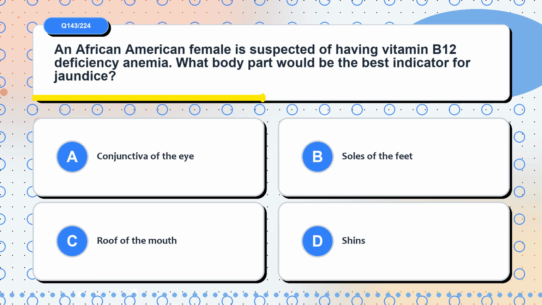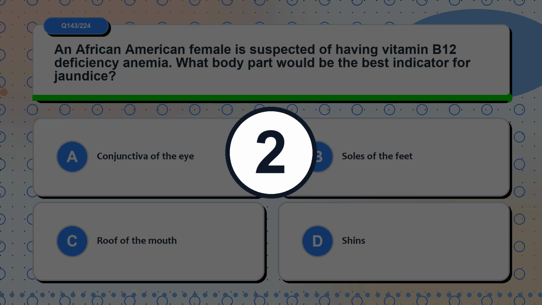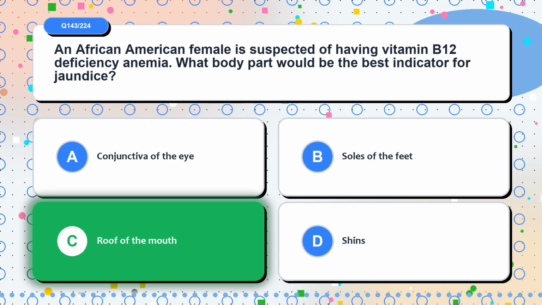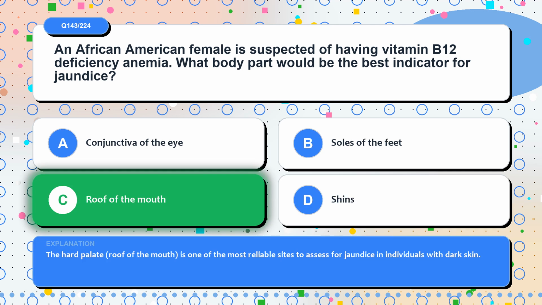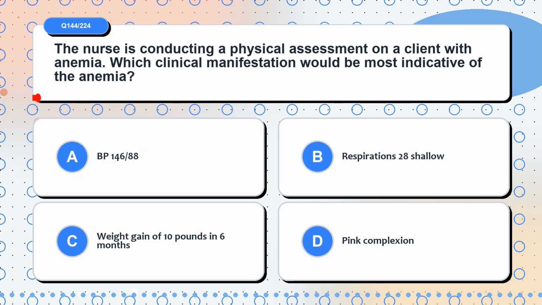Here are the options. Option A, conjunctiva of the eye. Option B, soles of the feet. Option C, roof of the mouth. Option D, shins. The correct answer is option C, roof of the mouth. The hard palate, roof of the mouth, is one of the most reliable sites to assess for jaundice in individuals with dark skin. Question 144.